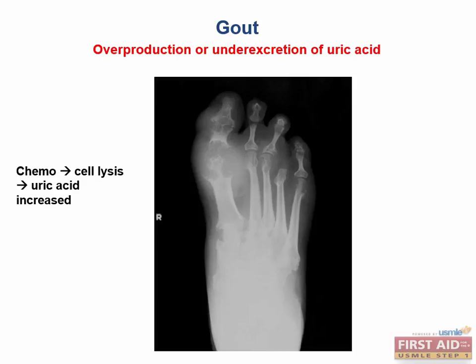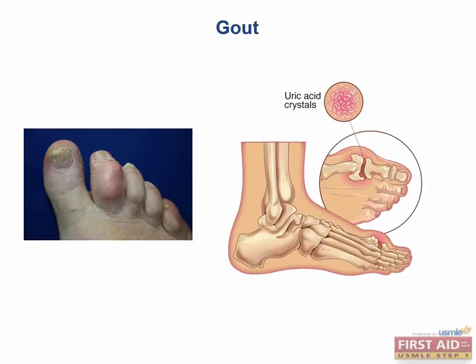How do oncologists anticipate this problem? By pre-medicating all patients with large tumor burdens with allopurinol, a blocker of uric acid production, to prevent it from being created and allowing serum levels to stay low. We'll go over the mechanism of allopurinol later in the pharmacology section. So how does gout present commonly?